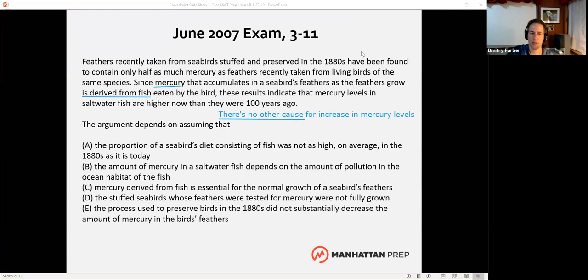All right, let's see what we can do here. I'm seeing C: mercury derived from fish is essential for the normal growth of a seabird's feathers. So why do we want the author to assume that? If the mercury were not essential for the seabird's feathers, would that be a problem for the argument?